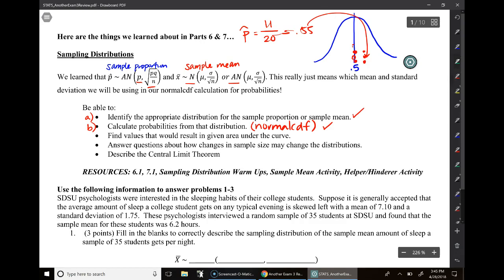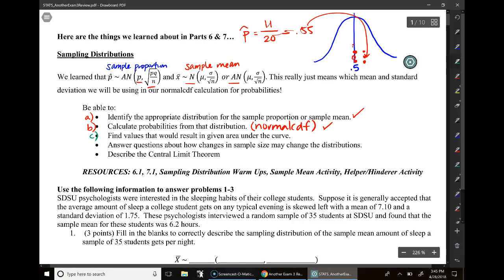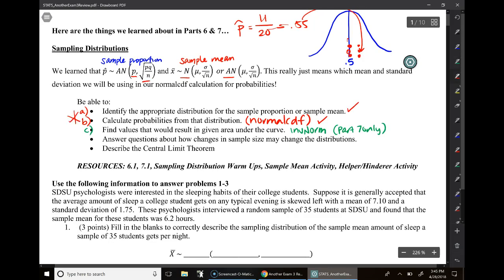Now, a possible part C is finding values that result in a given area. This would be using inverse norm. We didn't do this in part 6, but it was in the part 7 material. So this is part 7 only, and that's a possible part C. It's not guaranteed. A and B, 100%, those are going to happen.